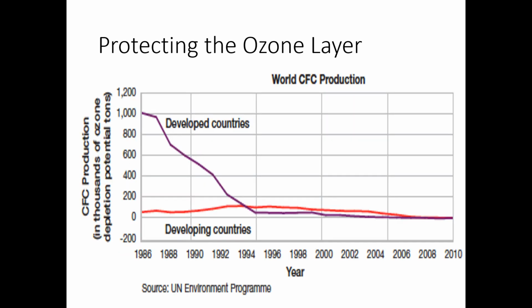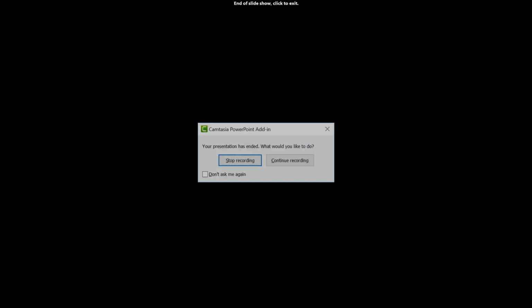And this is a graph showing, back in 1986, where we were at with CFC production, and then, not even 10, only 8 years later, we got down to virtually zero. So, something of a success story compared to things like global warming and climate change, where it's hard to get everybody on board with a common plan.